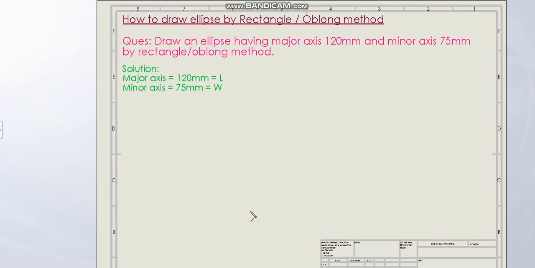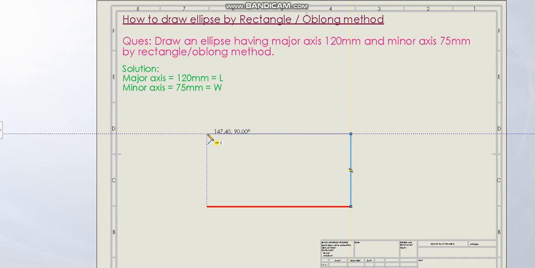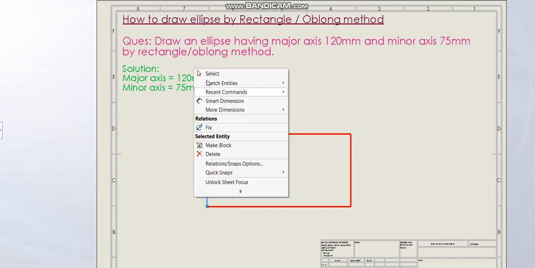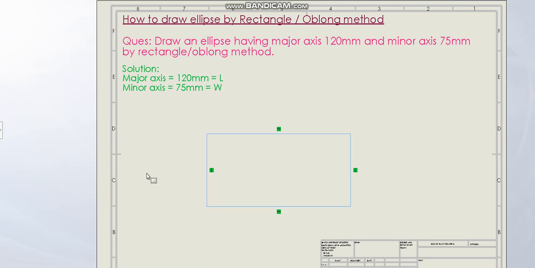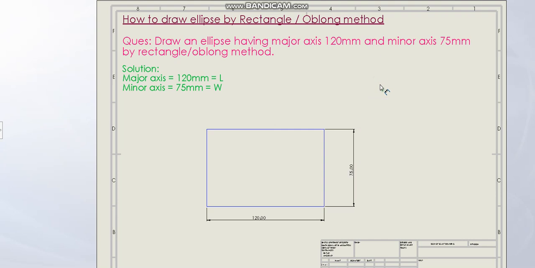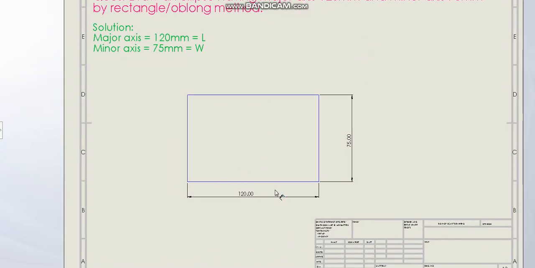So, length and width. Length of the rectangle is 120 mm and width is 75 mm. Now we will divide this length and width by joining the midpoints.